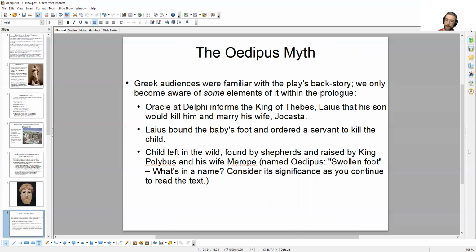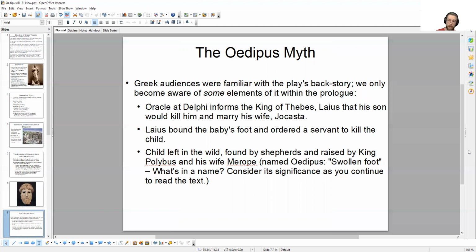So Laius and his wife Jocasta are rulers in Thebes, this Grecian city. They learn of this prophecy, and Laius says, no, that's not going to happen. I am going to do everything in my power to avoid that. So when his son is born, he binds the child's foot, crippling him, and then turns him over to a servant. So the servant will take him out to the woods and kill him.